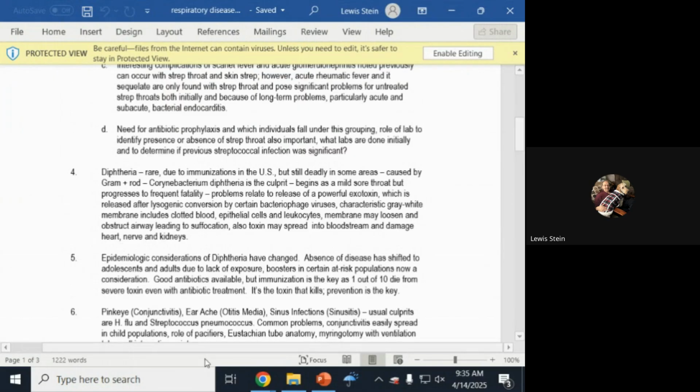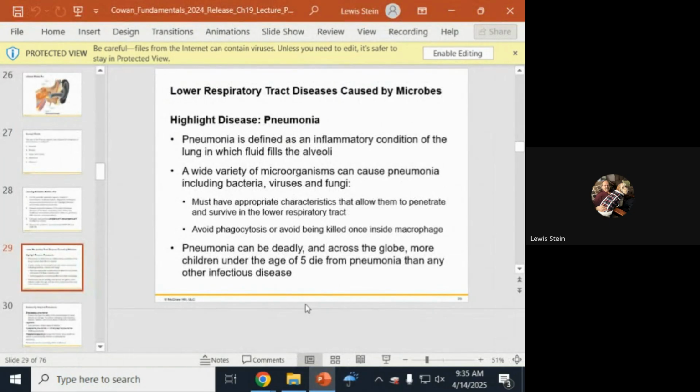So, absent disease has shifted adolescents and adults to the lack of exposure, boosters in certain populations. But the key is 1 out of 10 die from severe toxin, even with antibiotic treatment. It's the toxin, so prevention is the key. Same is true for that. And interestingly, whether they have whooping cough on our PowerPoint sequence from Cowan, I do not know, because I don't recall.